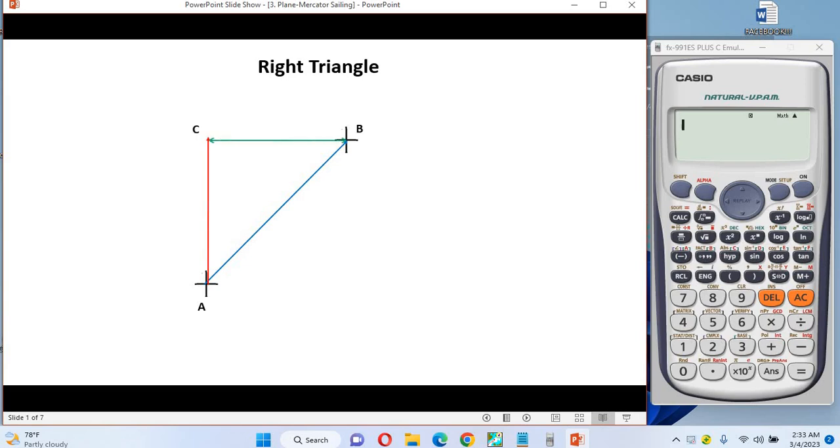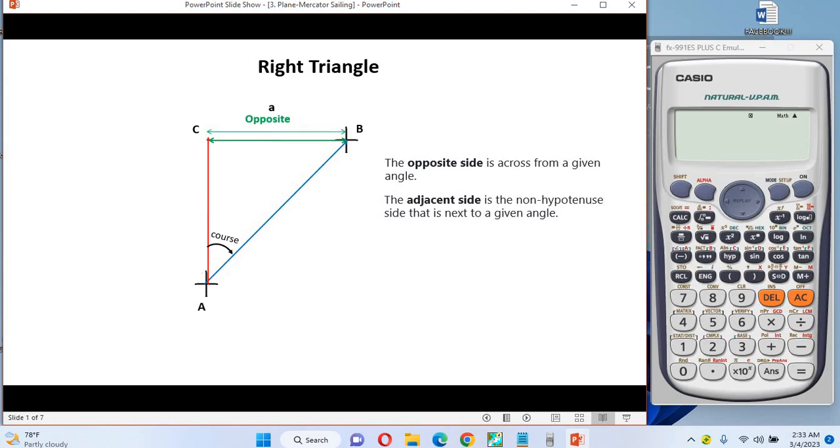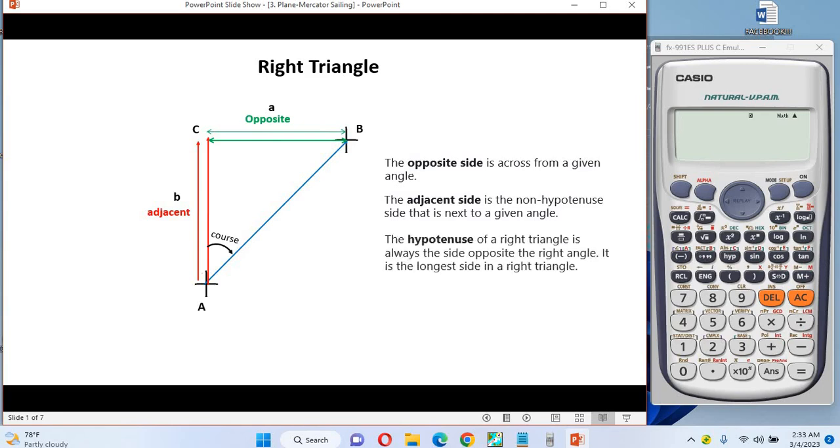Okay. So we will complete the right triangle. That's angle theta, of course. And of course, the opposite side, which we call side A. And of course, the adjacent side, which we call side B. And of course, the hypotenuse, which we will call side C. Okay, so it is now a right triangle. Now, next slide.